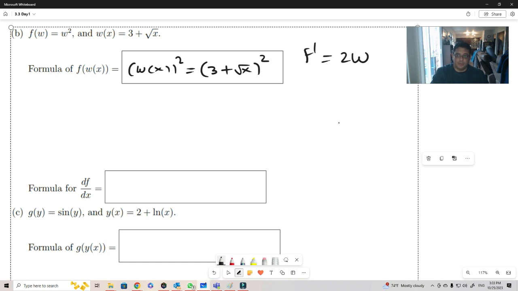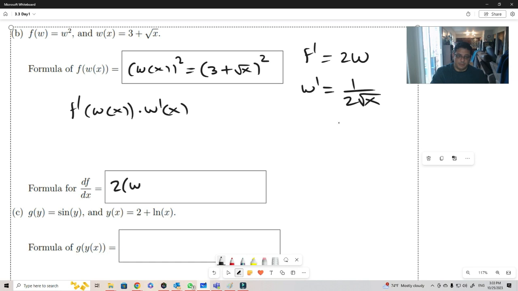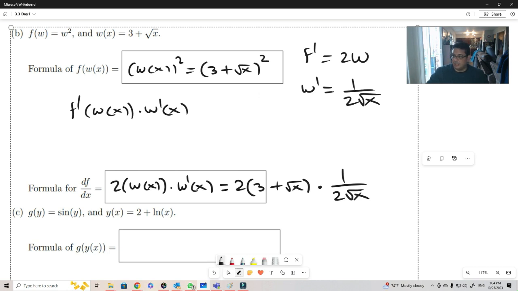Again, we can do the same thing. What is f prime? It's going to be 2w. And what is going to be w prime? W prime is going to be, this is a square root, so if you remember, the derivative of the square root is 1 over 2 the square root of x. So now applying the formula for the chain rule here, that will be f prime of w of x times w prime of x. And putting this into the context of the function, this will be 2 times w of x times w prime of x, and that will be twice 3 plus the square root of x times w prime of x, which is 1 over 2 the square root of x. And so that pretty much will be the solution in here.